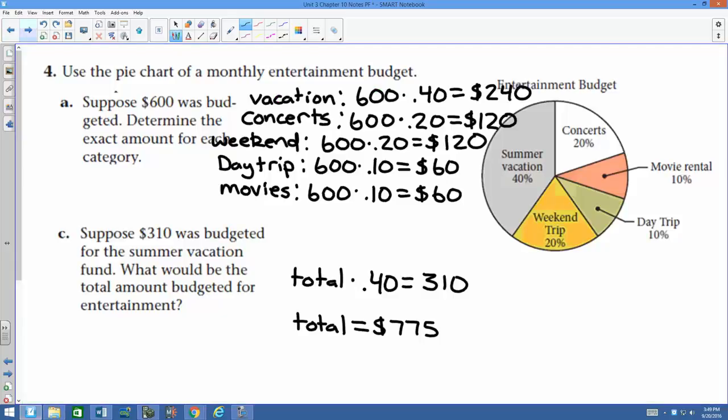Okay, so problem 4. Use the pie chart of a monthly entertainment budget. Suppose $600 was budgeted. Determine the exact amount for each category. So all we're going to do here is multiply 600 by each of the percentages in the pie chart. And that will give us the amount for each one. So vacation is 40%, so I'm going to multiply 600 times 0.40, or 40%, and I get 240.